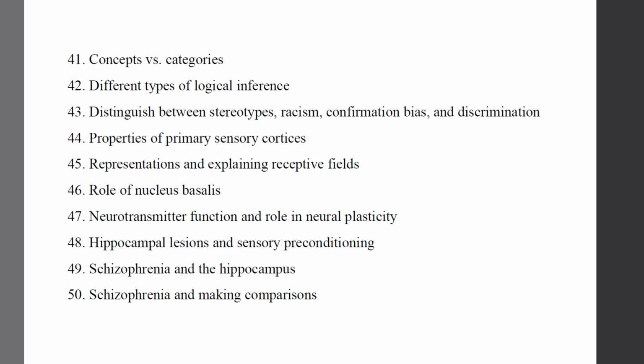46, role of nucleus basalis. Well, that's about as straightforward as it gets. What is it? What's it to do? 47, neurotransmitter function and role in neural plasticity. Well, this has something to do with promoting neuroplasticity in the brain.